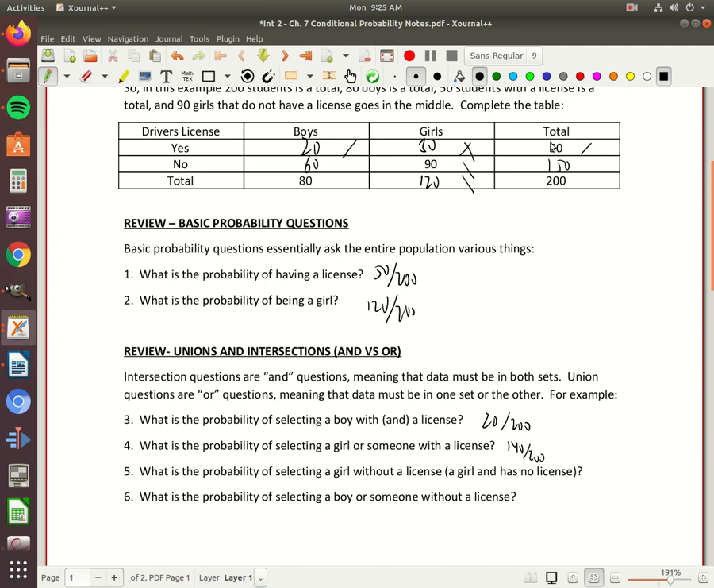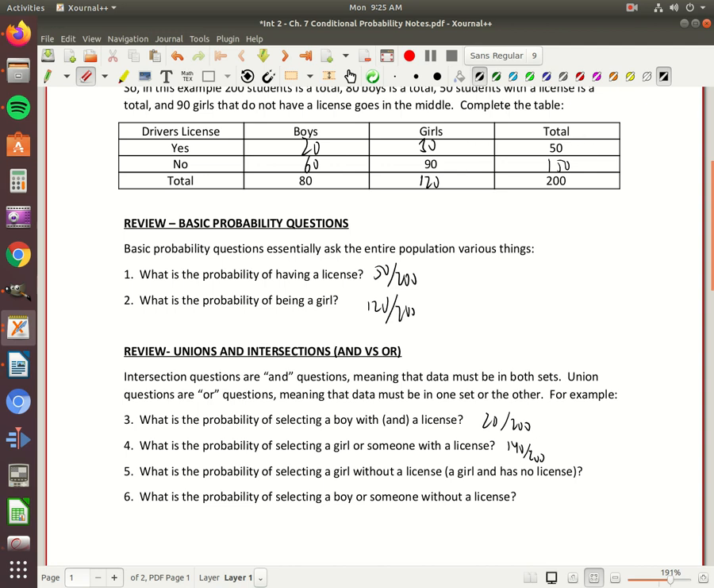Or I can say it's 50 plus 120, that's 170. But I have to subtract this 30 because I counted them twice, right? I only want to count them once. So I would get 170 minus 30 is 140 either way. And again, hopefully you guys remember all this stuff, because this definitely all goes back to stuff that we talked about earlier this year, the ANDs and ORs questions.